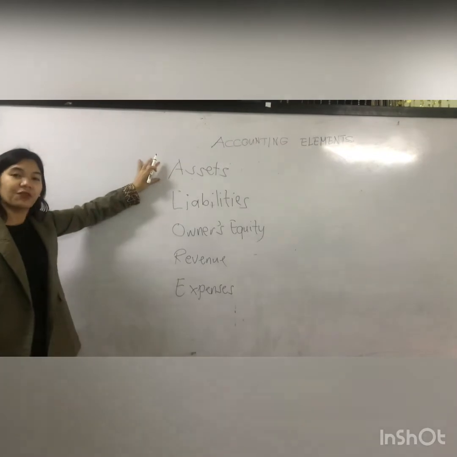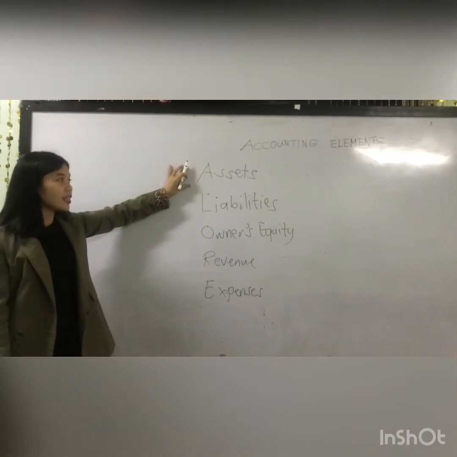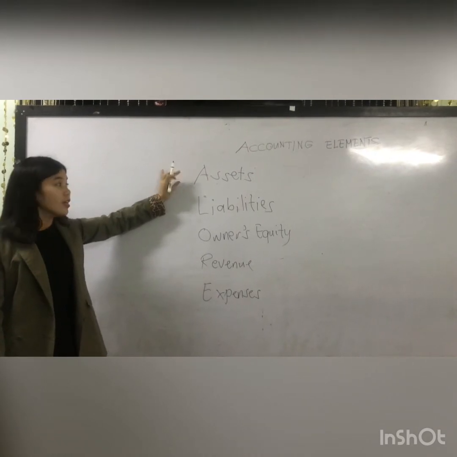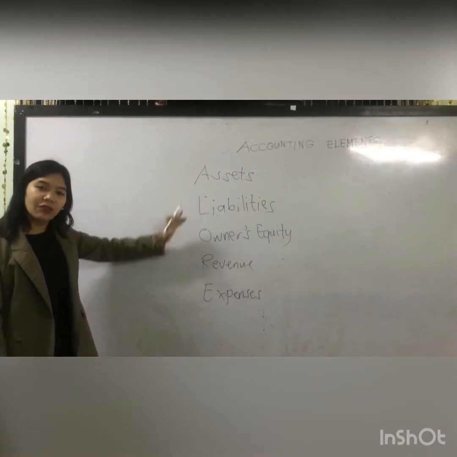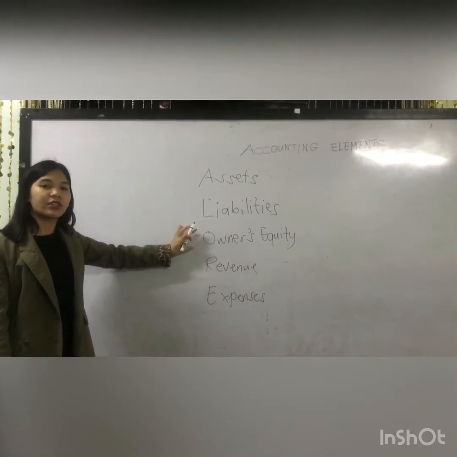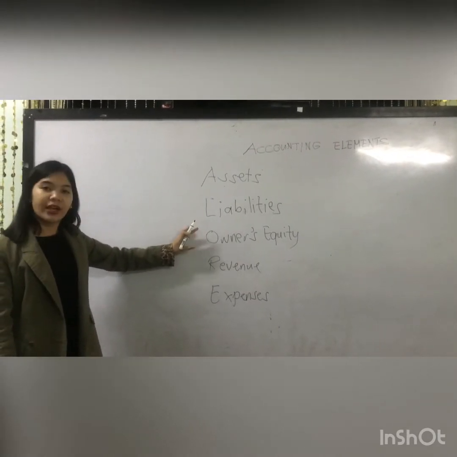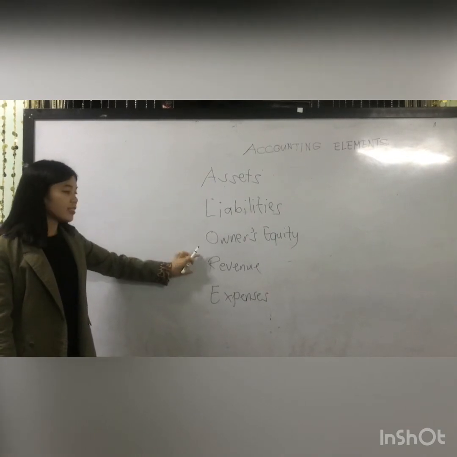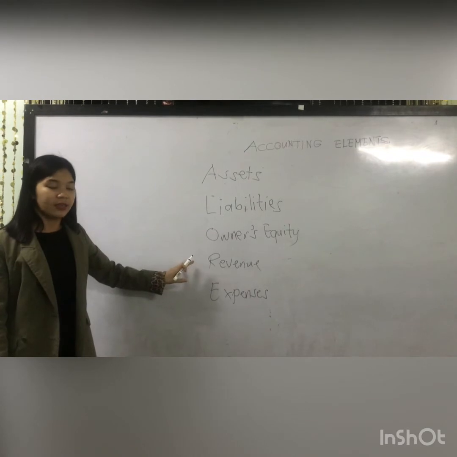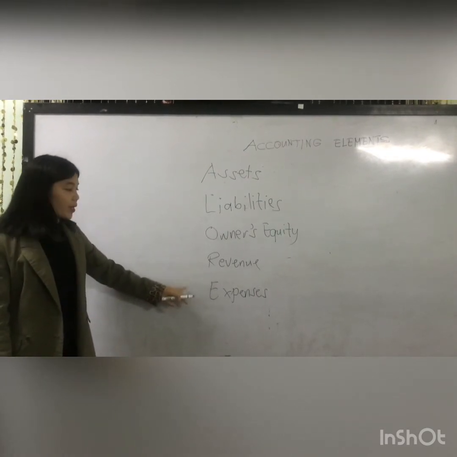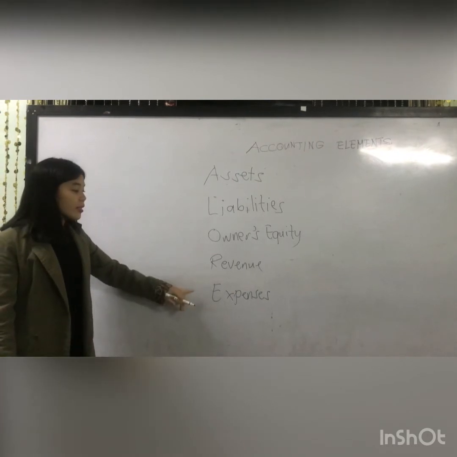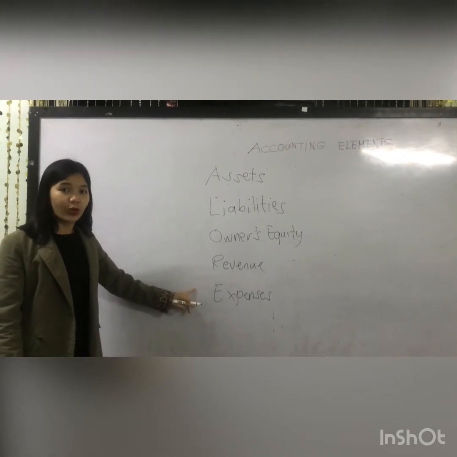Okay, let us first define what is assets. Assets include everything that the business owns. Liabilities is whatever the business owes to others. Next one is the owner's equity. It must be the share of the owners. Next is the revenue. Revenue is everything that will increase your asset. And expenses will be the opposite of the revenue. If revenue will increase your asset, then expenses will decrease your assets.